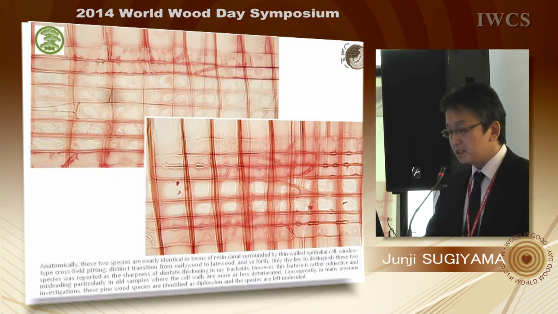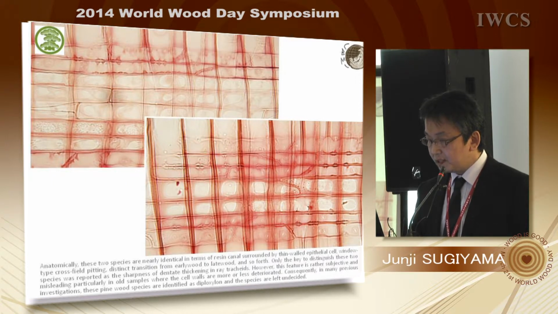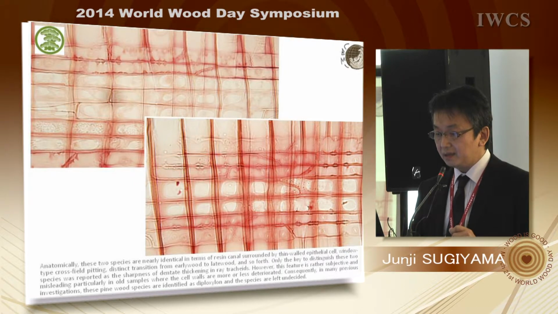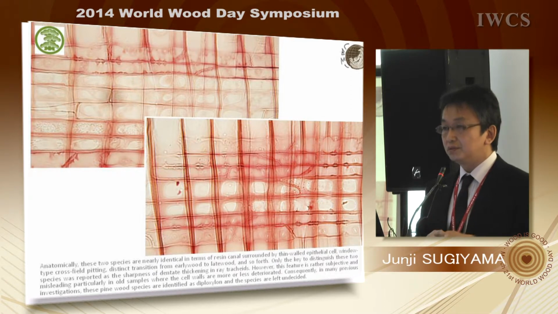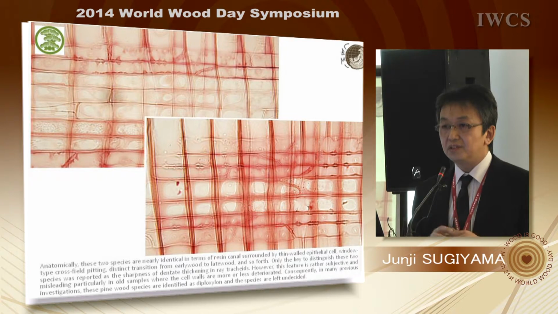Only a professional can identify them using the dentate thickness here of the ray tracheid, but it is not always true. Sometimes even thunbergii has a very strong dentate thickness.